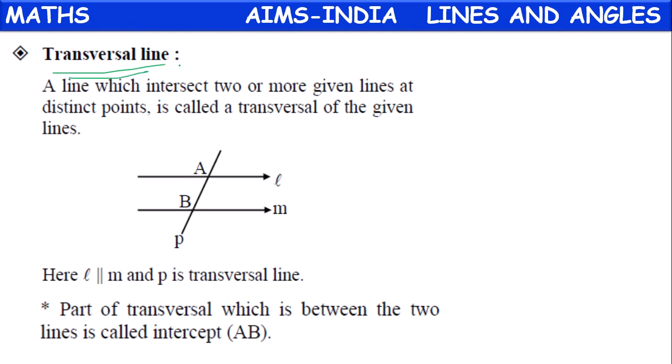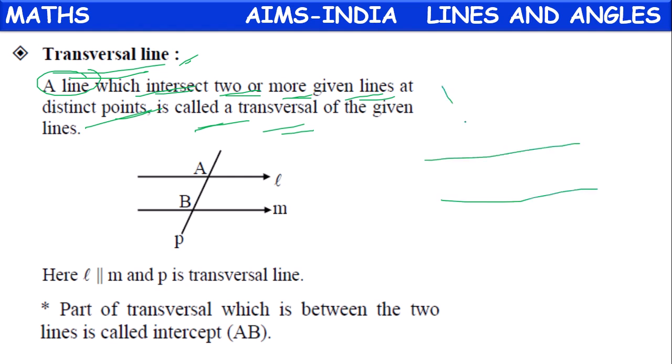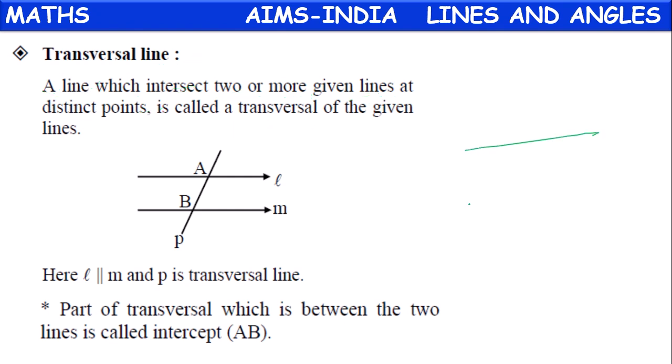Next one. So we have a concept called transversal line. A line which intersects two or more given lines at distinct points is called a transversal. If we have two lines, if we draw a line like this, it is intersecting two lines at two different points, point A, point B. So this is called a transversal. Suppose if we have two lines, we have a line like this. It is intersecting only one line at one point. So this is not a transversal.